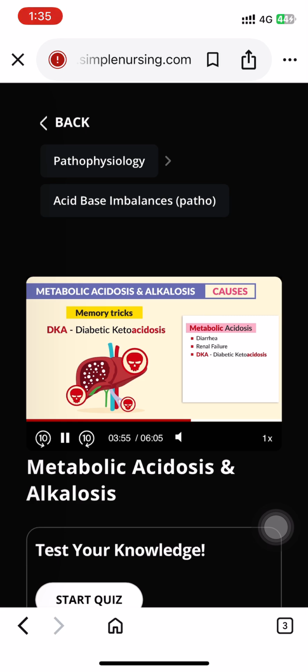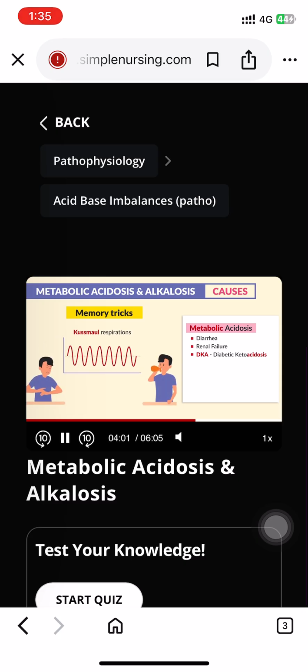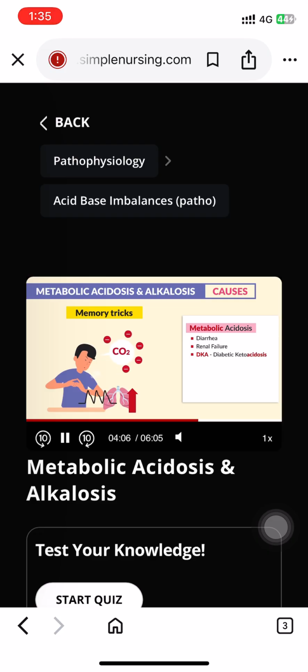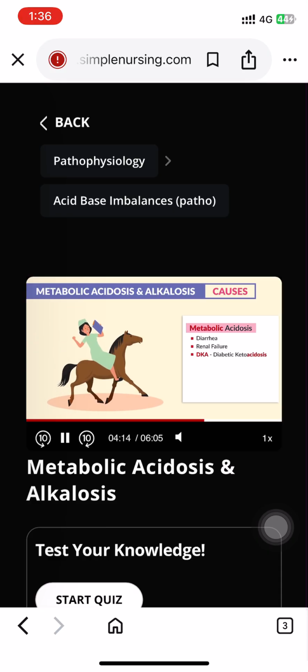But a little side note for the pathophysiology here. These clients try to compensate with those Kussmaul respirations, that rapid breathing and hyperventilation. This is done to breathe out that acid via that CO2 to try to get into alkalosis. Okay, now hold your horses here.